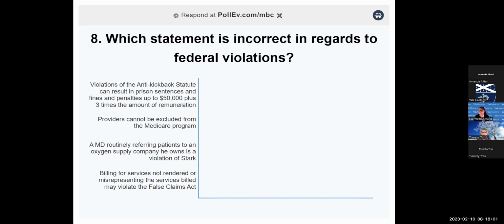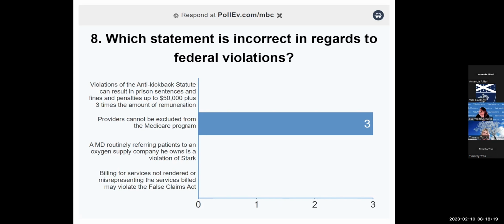2, providers cannot be excluded from the Medicare program. 3, an MD routinely referring patients to an oxygen supply company that he owns is a violation of Stark. And 4, billing for services not rendered or misrepresenting the services billed may violate the False Claims Act. So we're looking for the inaccurate statement. And this is our last poll.